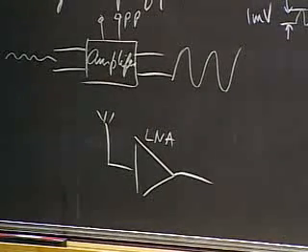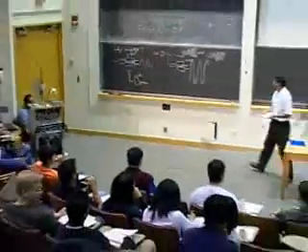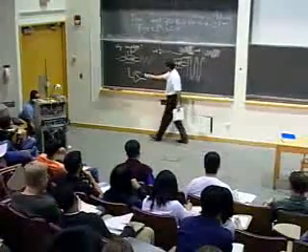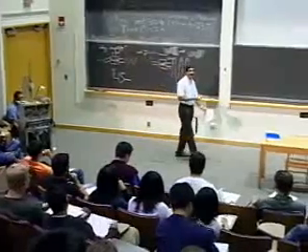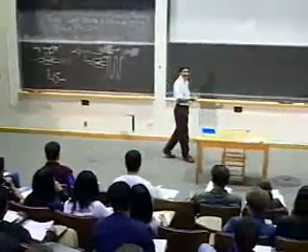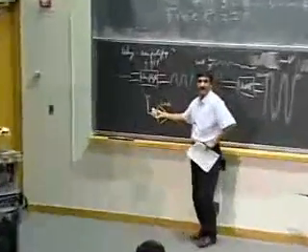What's that? Linear amplifier. That's pretty good. So that's LNA. Close enough. A is correct. It's amplifier. What do L and N stand for? Low noise. So this stands for low noise amplifier.